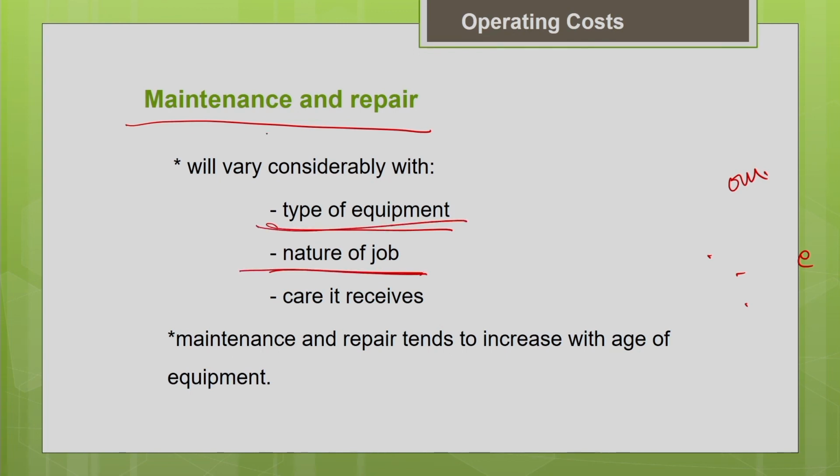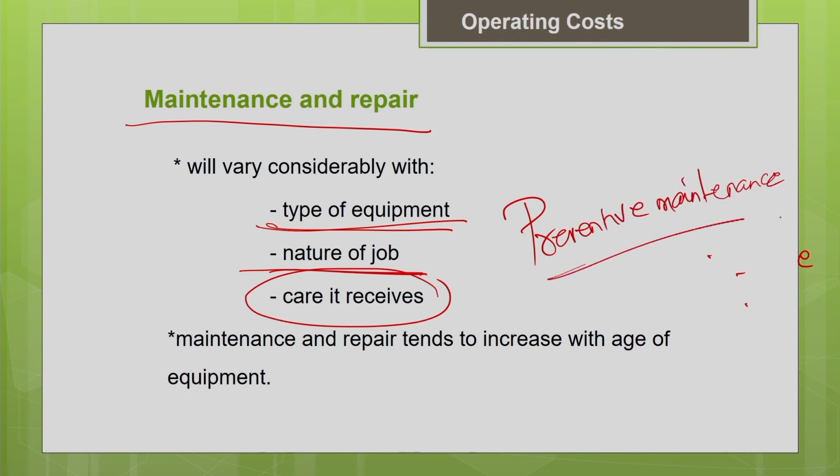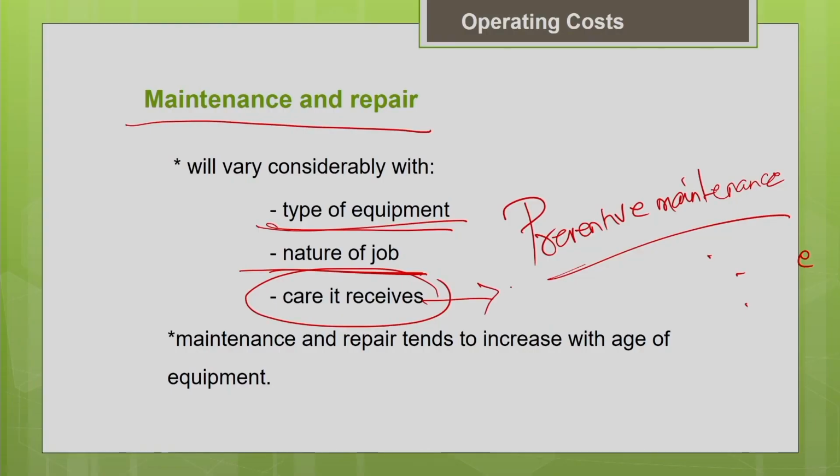And your maintenance and repair cost will depend upon the care it receives. So preventive maintenance is very important for any job. If you have your own maintenance facility and you periodically maintain your equipment, do the checkup, do the timely service for the machines, and do daily cleaning of the machines, you can extend the life of the machine. Your machine life will get extended and your operating cost will get reduced.